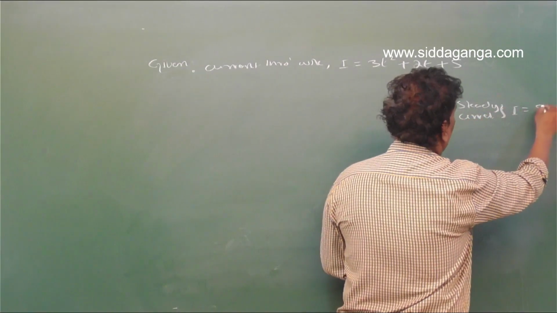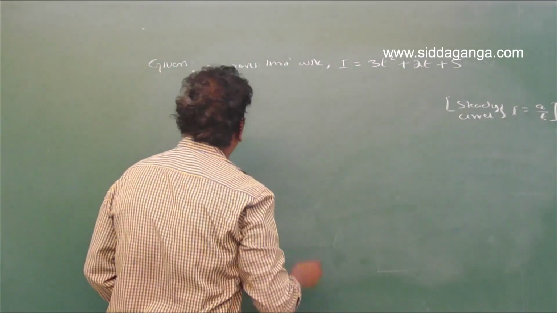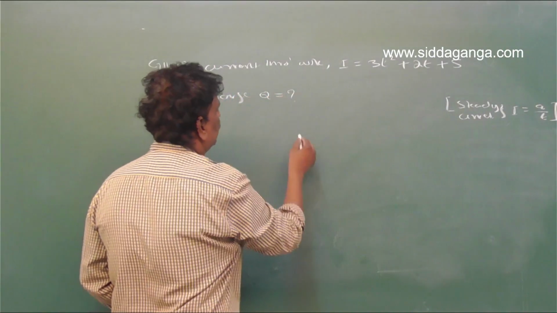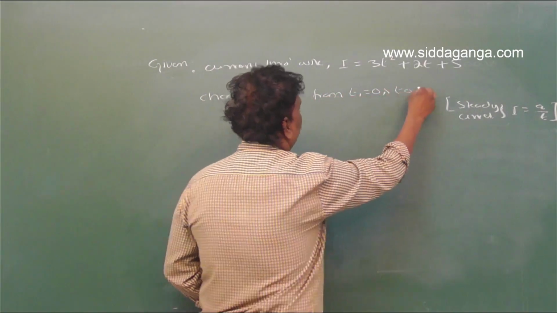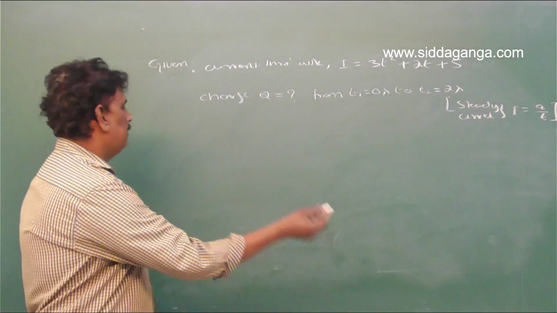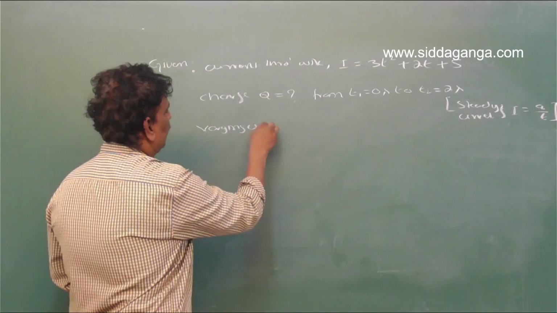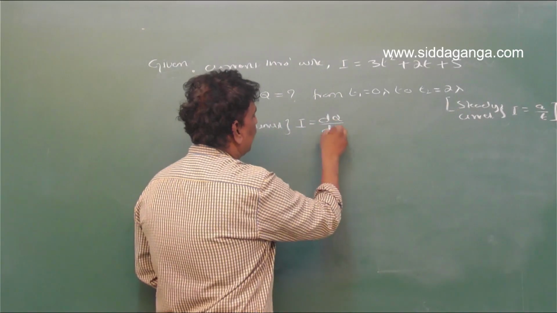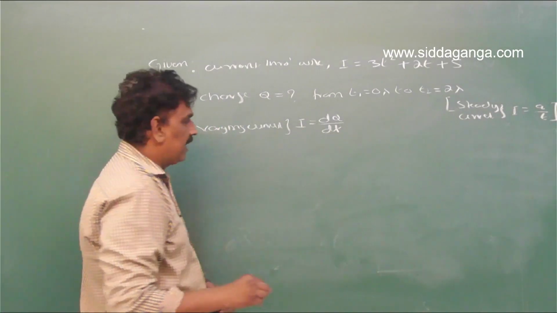steady current I is equal to Q by T, but here it is a varying current. We need to find the charge flowing through the wire. Q is equal to what? From T1 is equal to 0 second to T2 is equal to 2 second, say. Now for varying current, we have I is equal to dq by dt, where dq is the change in charge and dt is the time taken.